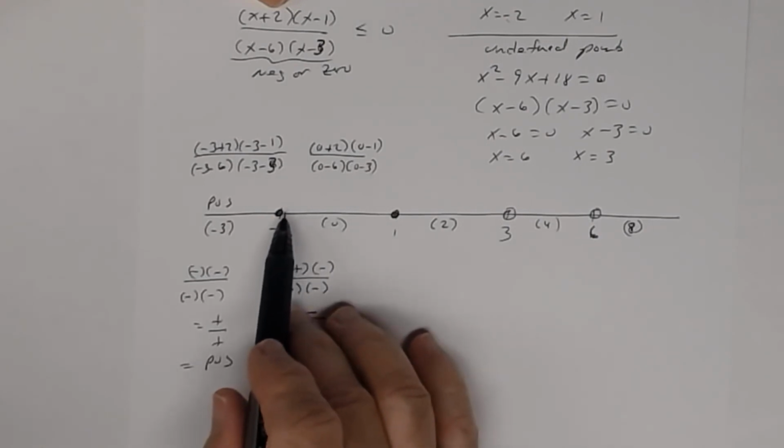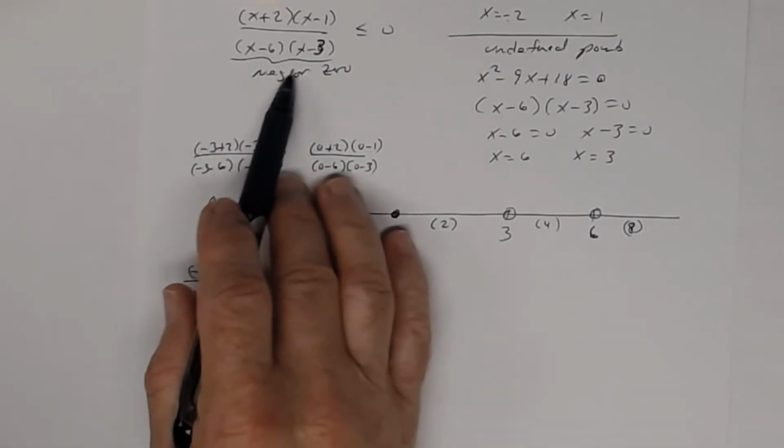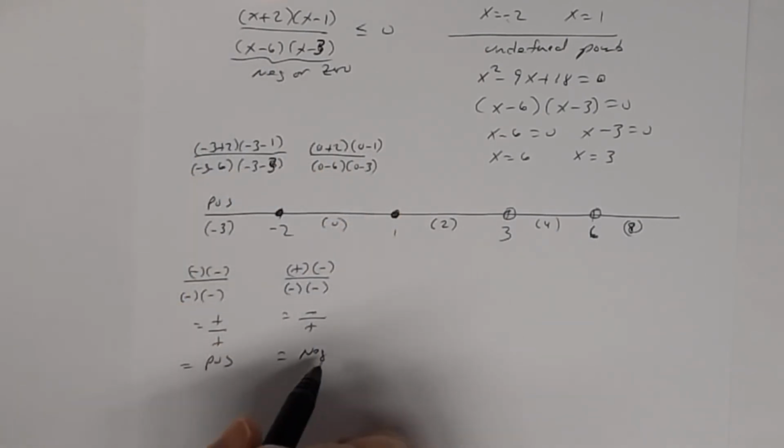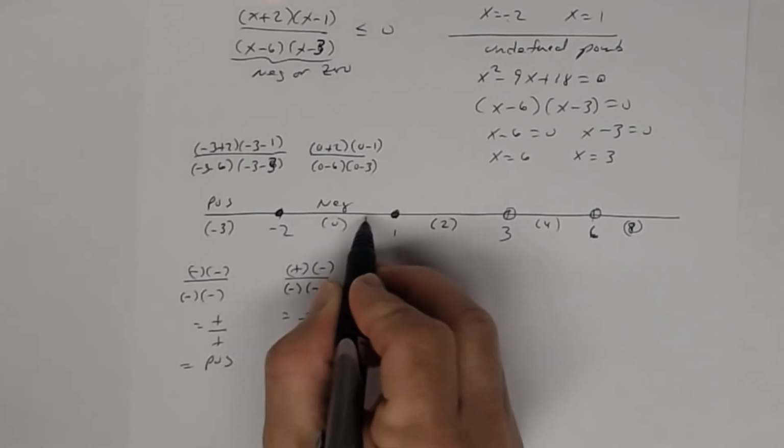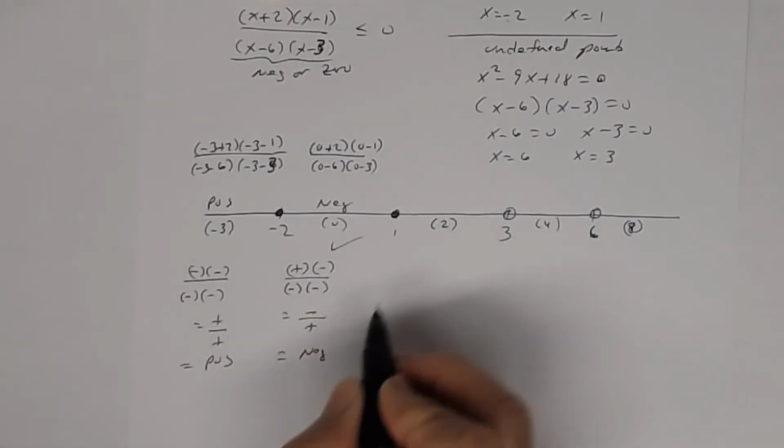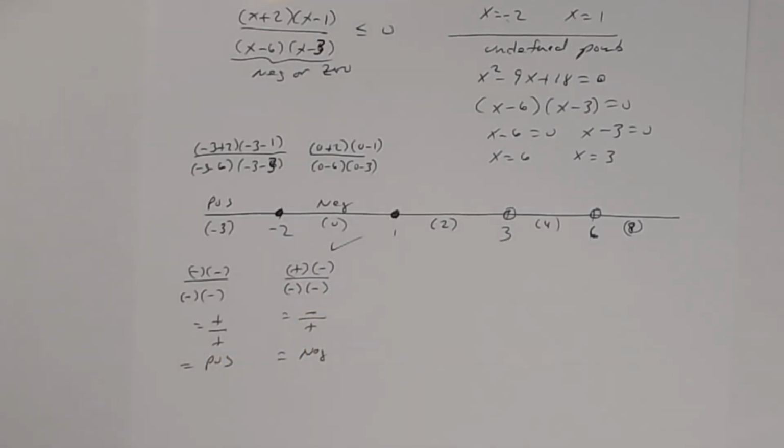A negative times a negative is a positive. A negative divided by a positive is a negative. So what I found is that any real number between negative 2 and 1 will make this expression negative, which is what I want. So that interval is going to be a solution. So I'm going to put a little check here to remind me it's going to be a solution.